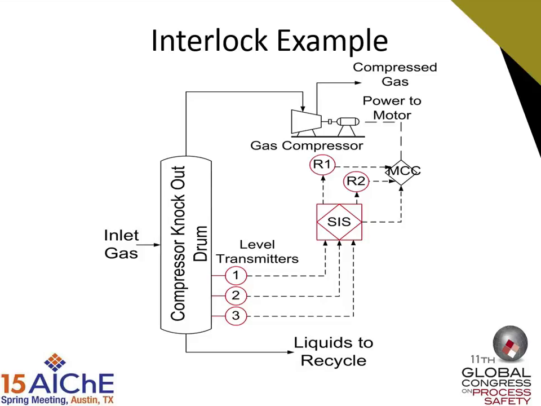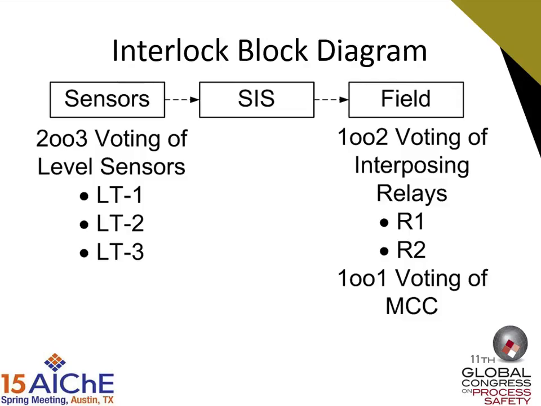In this case, it's called a compressor knockout drum. The tank has a high-level set of instrumentation. It goes to a box, a piece of electronics, a computer that is called a safety instrumented system, basically a logic solver. The logic solver in this case fires a couple of relays. These are technically called interposing relays, and they basically turn off the power to the compressor so that we don't slug the liquid into it.